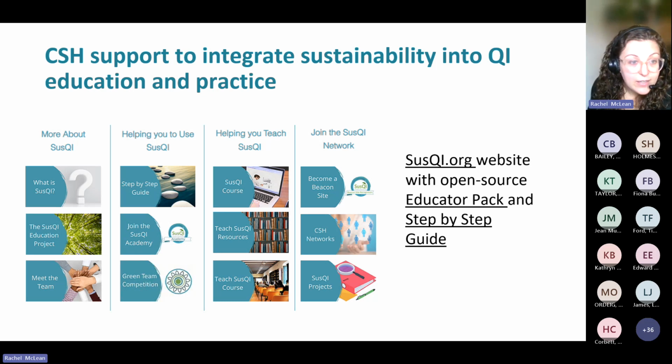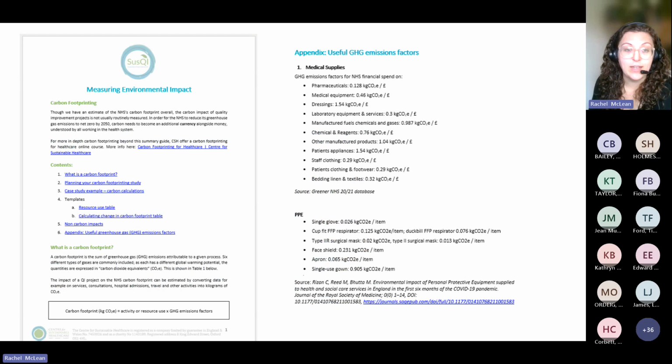There is also, I don't think I can see it on the screenshot, but there is also on the website an educator pack, which has slide sets and different tools and resources for educating others about SusQI as well. And lastly, one of the tools that you'll find on the SusQI website that's available for free is a carbon footprinting guide. So if you're interested to learn more about carbon footprinting, I recommend you take a look at that. It gives you a bit more information about why we carbon footprint, how we do it, and it's also got some helpful emission factors in the appendix.